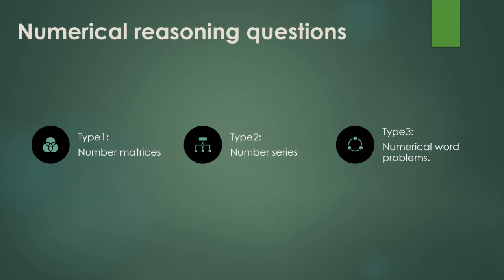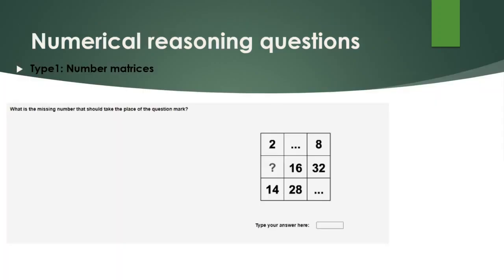Alright, let's start with the first type of question, number matrices. What is the missing number that should replace the question mark? For this kind of question, you have to compare with the horizontal and vertical numbers. We can see that 32 is 4 times of 8, and the answer should be 4 times of 2, so the correct answer is 8.